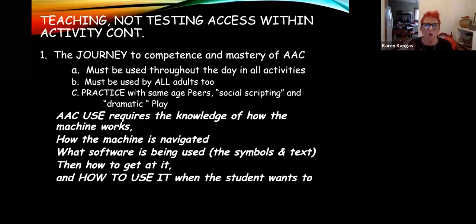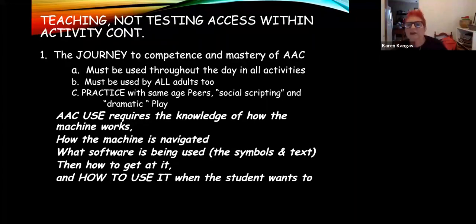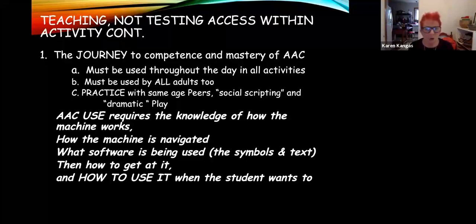Okay? So I want us to remember that the journey to competence and mastery of AAC is not by finding an access technique. That's not what the competence and mastery of AAC is. Instead, you have to understand it is in fact a journey, and it has to be used throughout the day in all activities. Here, I want you to think about the idea of signing. If I took away every kid's wheelchair and all I did was give you a whole group of deaf kids, what would be the thing that we would start doing with them as they were little?